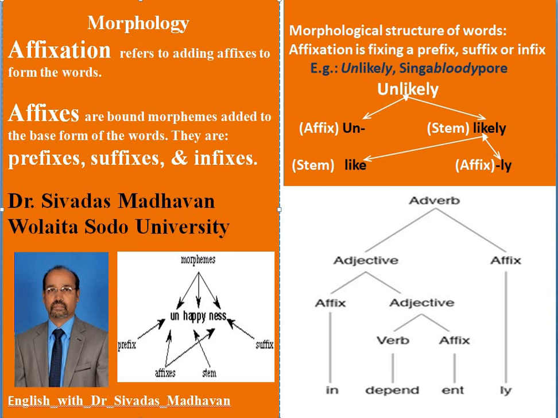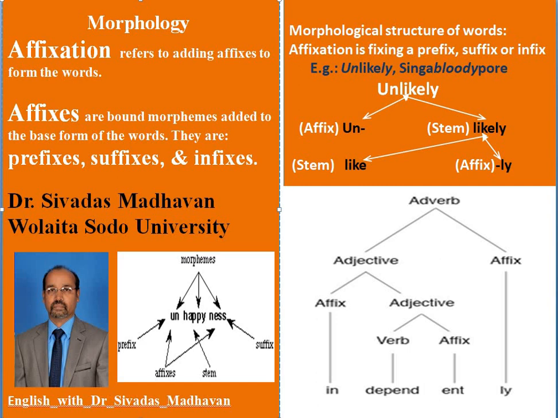Similarly, the diagram which I have shown on the right hand side is unlikely. Unlikely also has three morphemes. Un is a morpheme, like is a morpheme, li is a morpheme. Here in the case of unlikely, like is the free morpheme, un is a bound morpheme, li is also a bound morpheme. Un is the prefix, it's an affix, and likely is a stem or base. So to the base likely, we add the affix un.